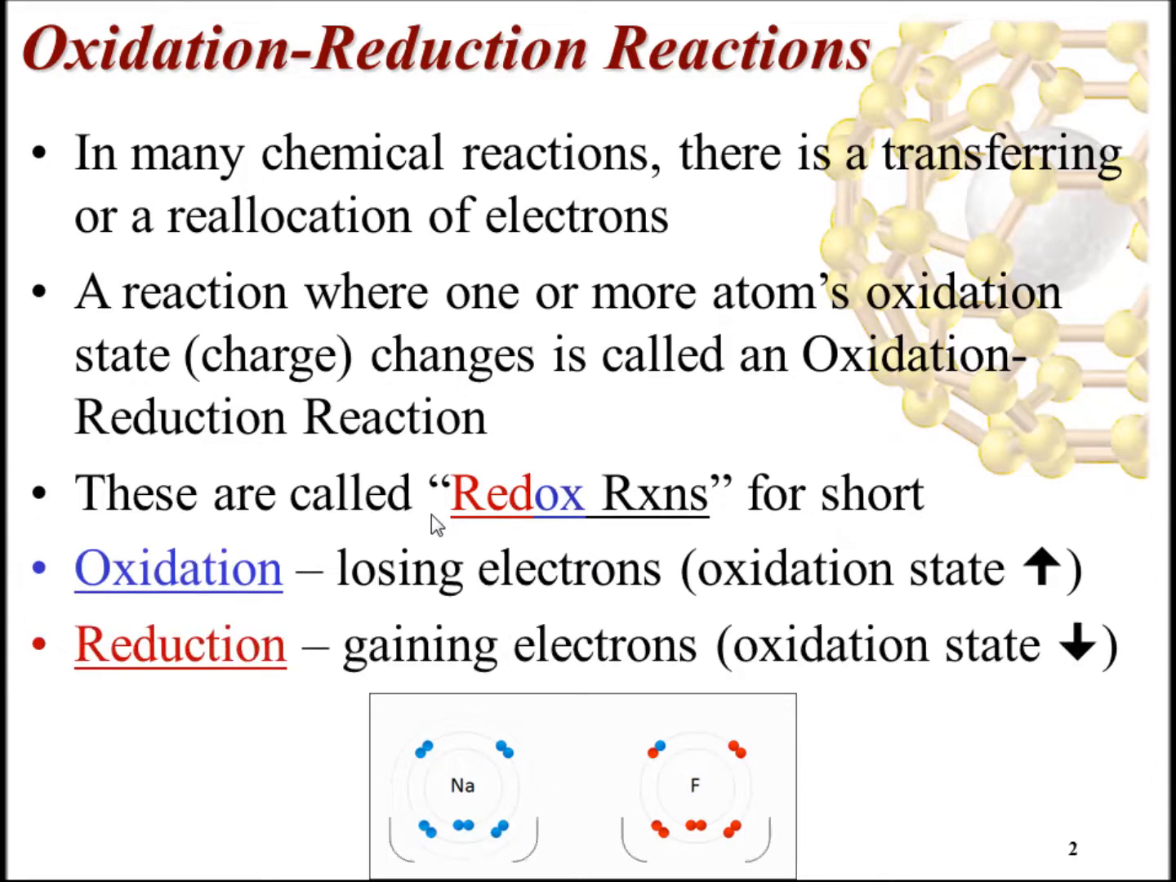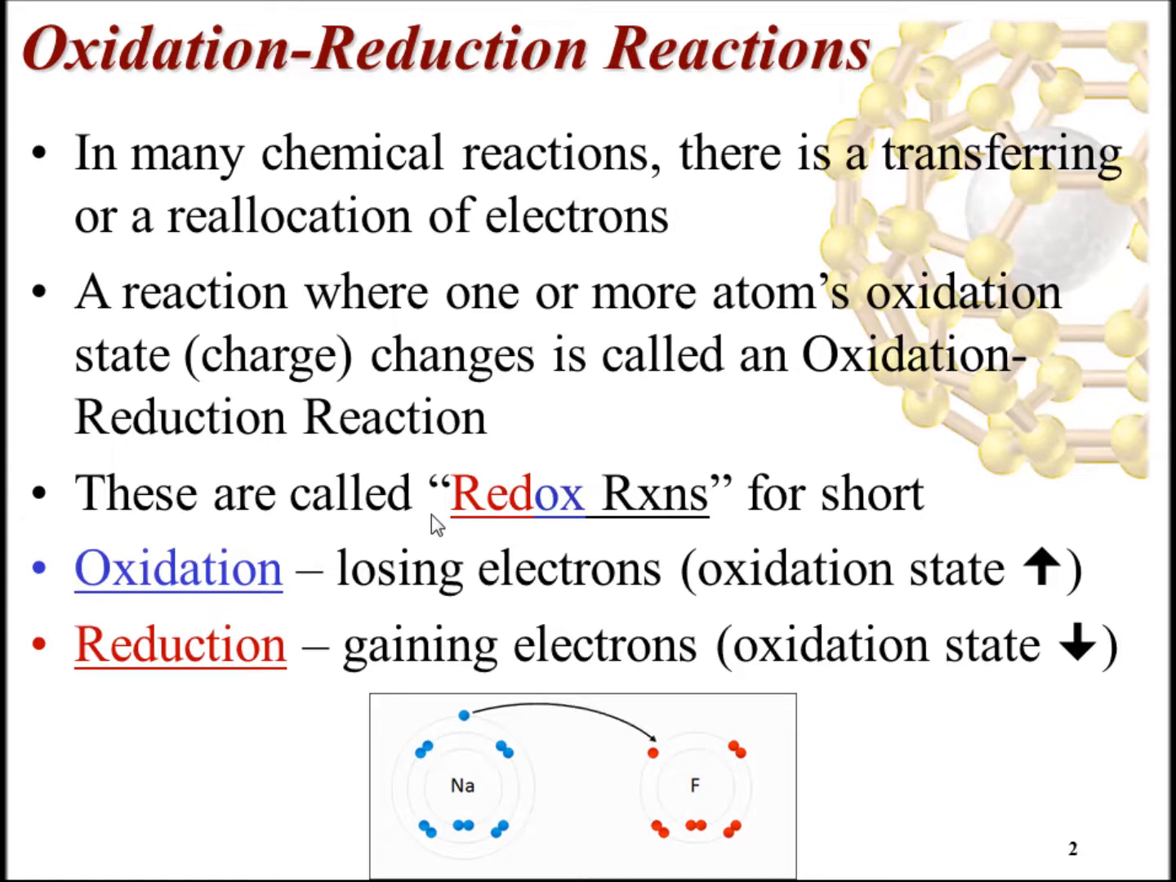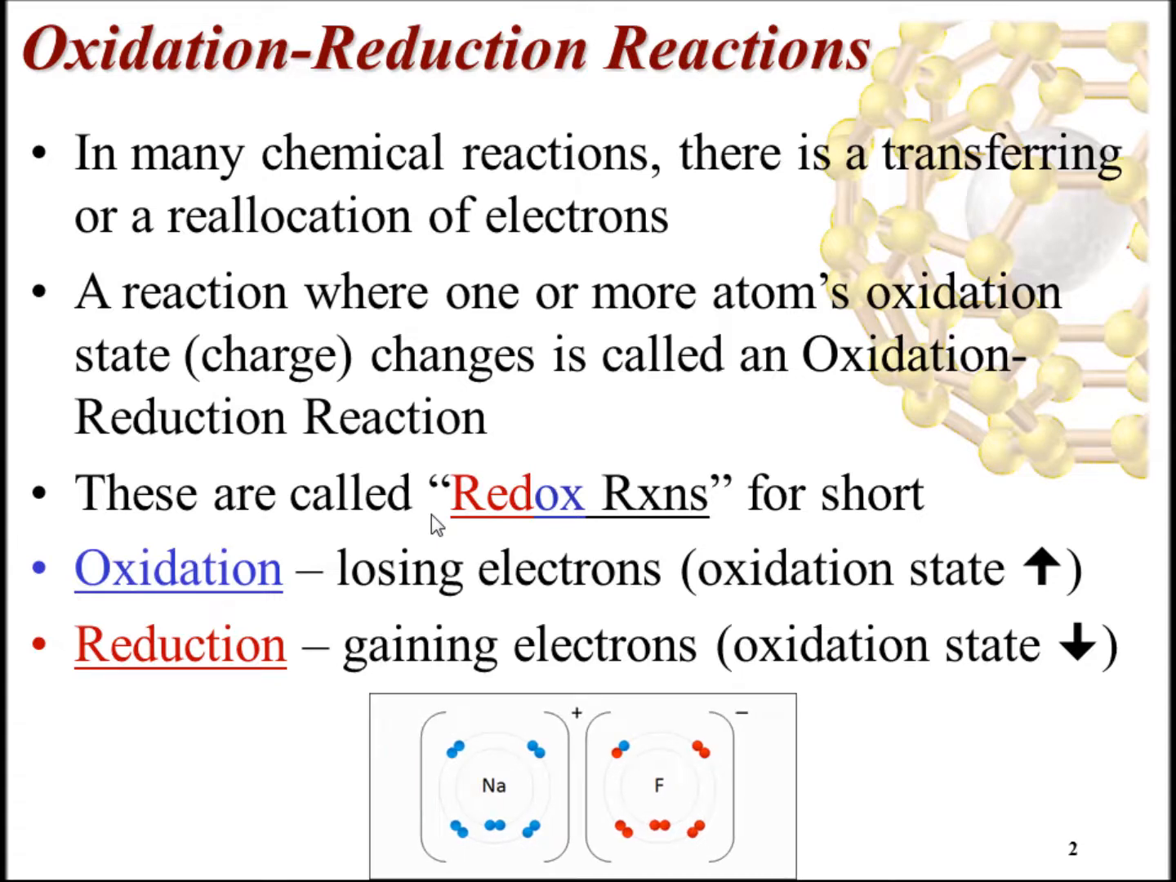And the other term is reduction. Reduction refers to the other guy who is gaining the electrons. And when you're gaining electrons, your charge becomes more negative, so the oxidation state actually goes down. It goes from 0 to -1 if you gain an electron, down to -2 if you gain another electron. So that's actually where the word reduction comes from. It's because the charge is reduced as you are gaining electrons.